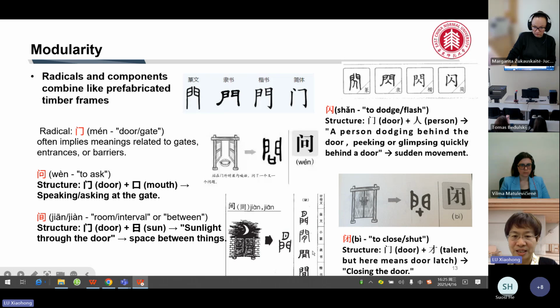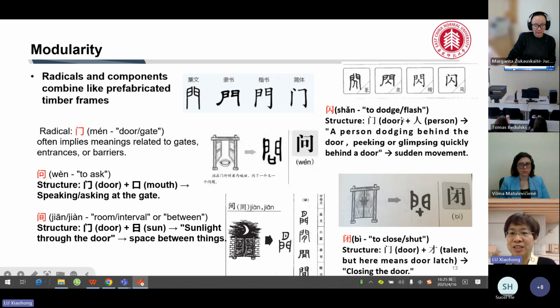So here you can see it changed from the original bronze inscription to the regular one. So it means a kind of room or interval here, 间. We have the word 间隔, that means interval.